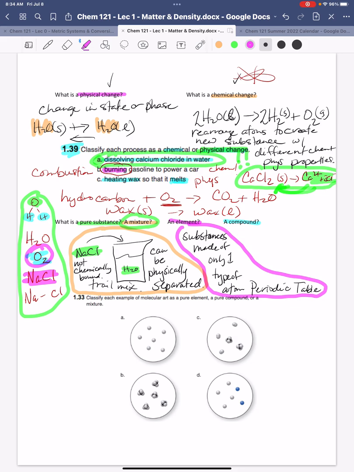Okay, compounds. So the last one is a compound. We've talked about a whole bunch of them already: water, sodium chloride, carbon dioxide. Those are all compounds. They are one or more atoms chemically bound together.